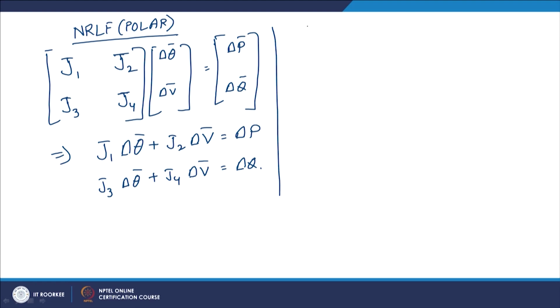In other words, the variation of theta is not dependent on Q, while the variation of V is not dependent on P. So, it will actually help us to expedite the solution. Now, to do that, we have some simplifying assumptions. Let us look at those simplifying assumptions, under which this is true.